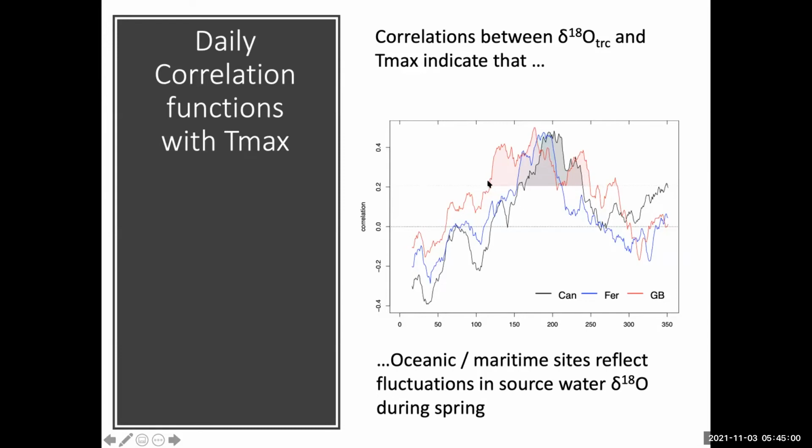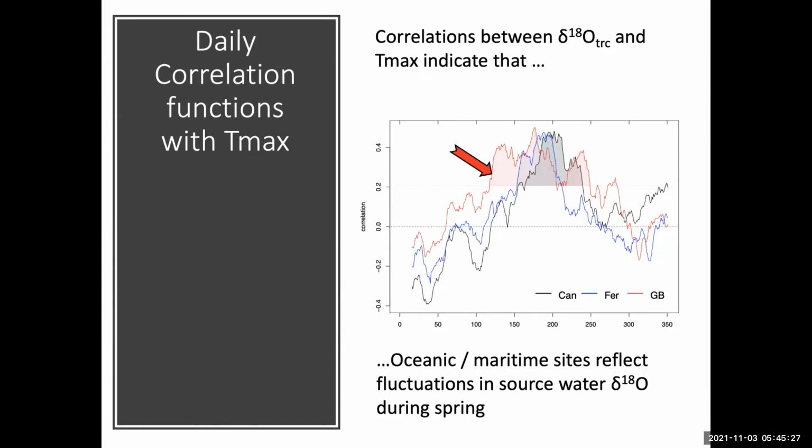So what we see is that between day 120 to about day 250, so that's like spring and summer, we get during that period a significant positive correlation, meaning that the source water and the tree ring cellulose are processes that are very sensitive to temperature.